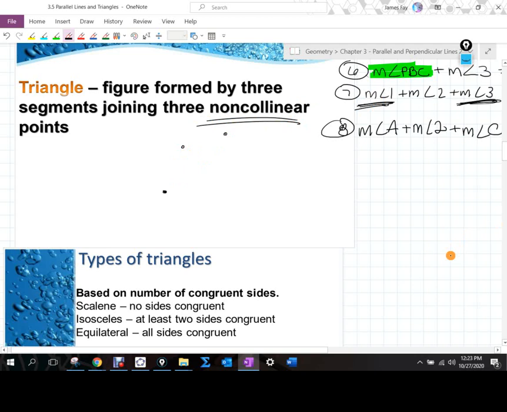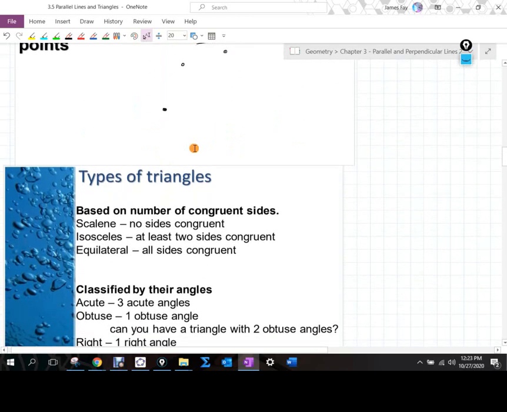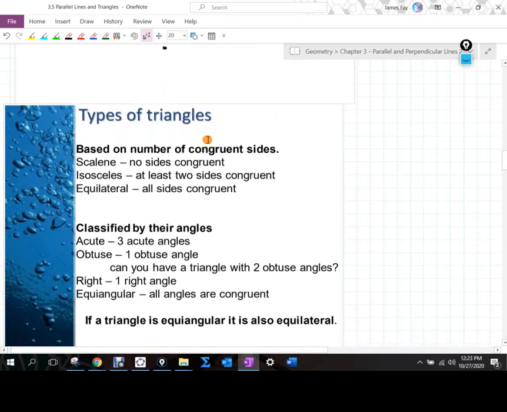Sometimes when they talk about a triangle, they'll say a triangle is a polygon with 3 sides, which is fine, but we haven't described what a polygon is yet in this class, right? So I'm going to use this vocabulary instead until we get to, I think it's chapter 5, that we talk about polygons.